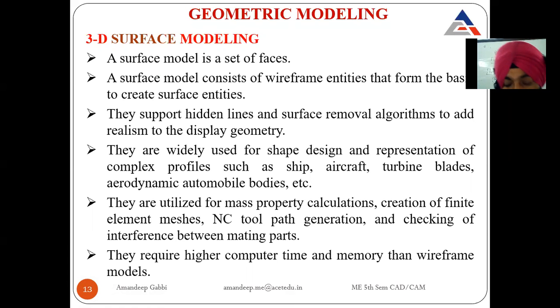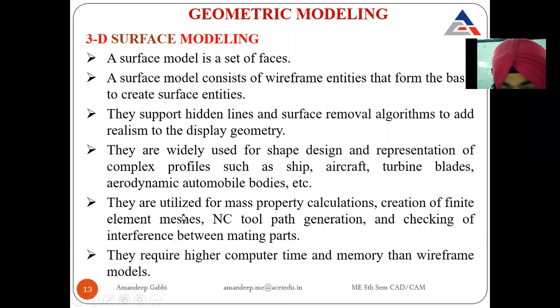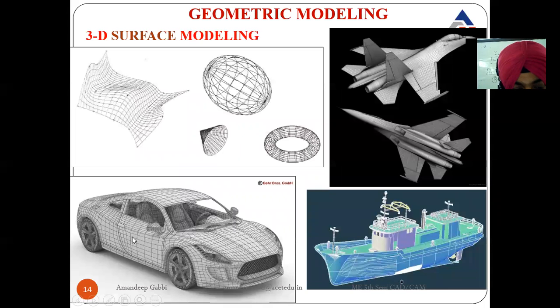As I have told you in the morning also, the surface is being divided into a number of small boxes, like the surface of this car is being divided into very, very small areas. This particular process is called mesh generation. They are utilized for mass property calculation. You can use these small areas for the calculation of stresses and mass properties. The formation of these boxes is called mesh generation.